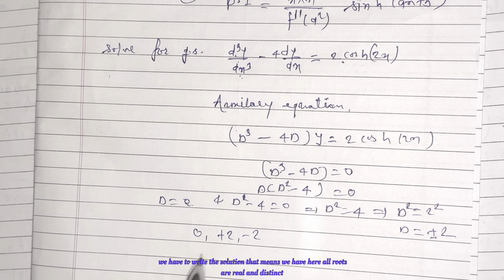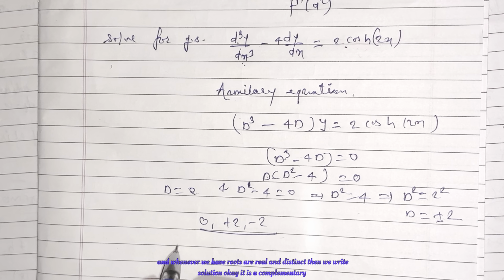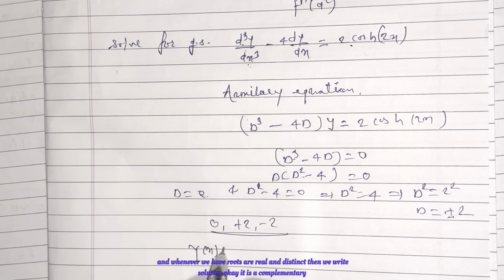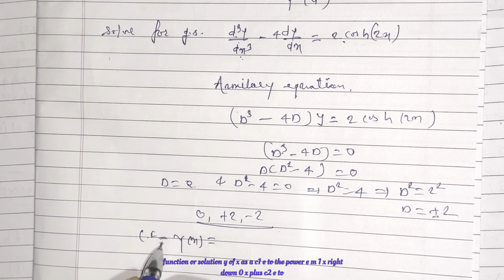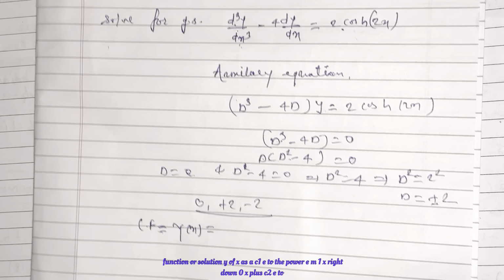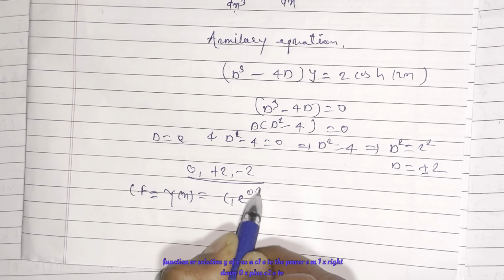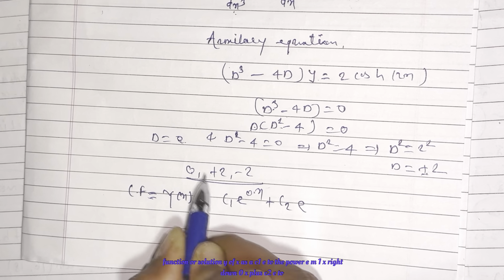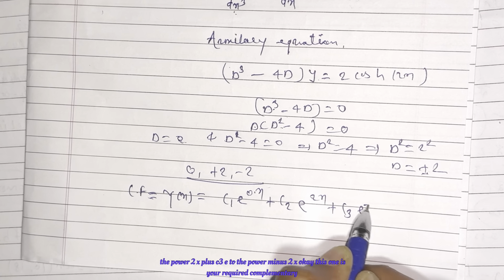All roots are real and distinct, and whenever roots are real and distinct, we write the complementary function, or solution, y of x as c1 e to the power m1 x, which is 0x, plus c2 e to the power 2x plus c3 e to the power minus 2x.